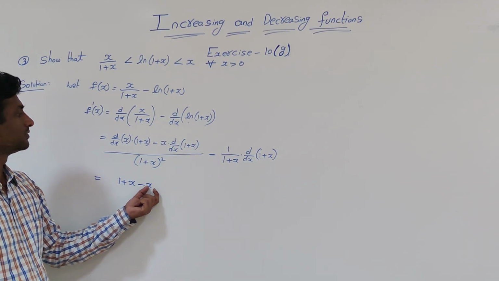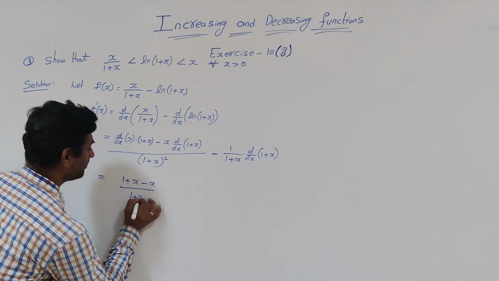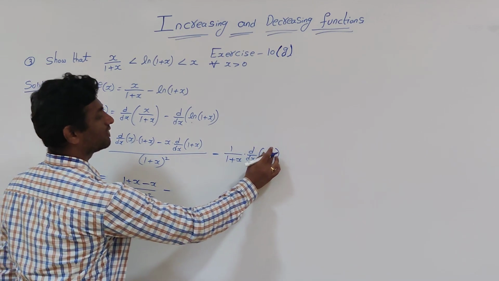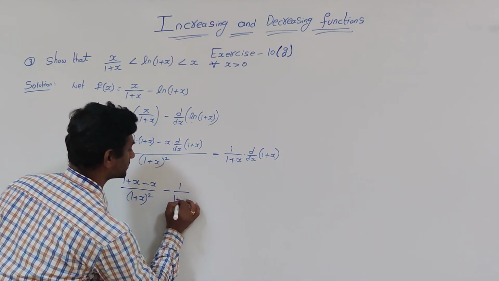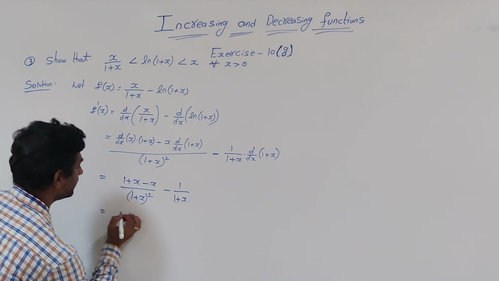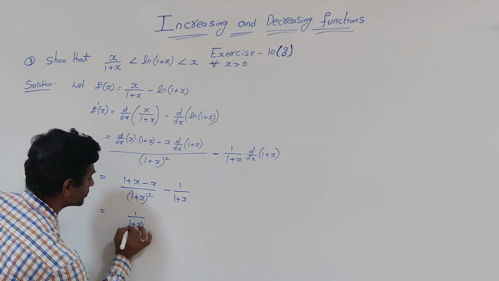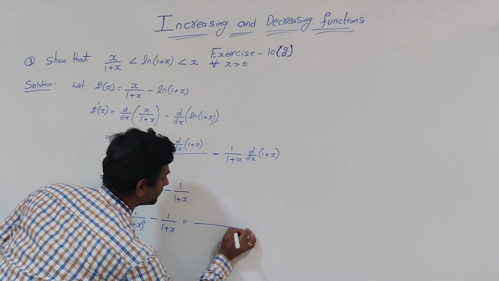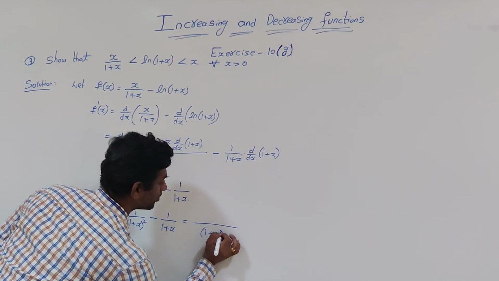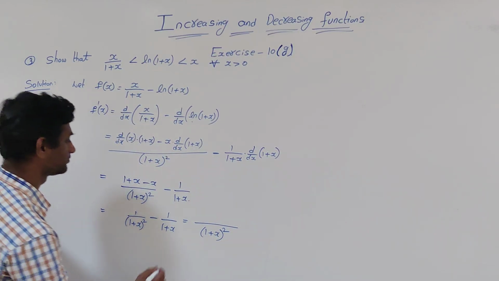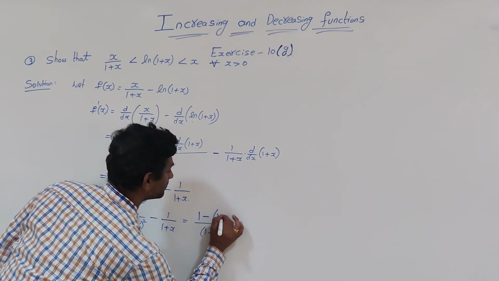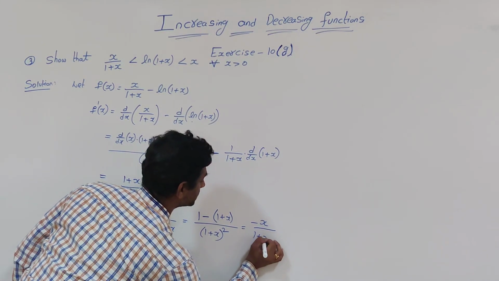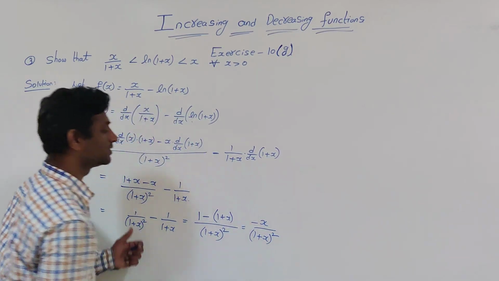So, you will get x by 1 plus x whole square minus the derivative of ln of 1 plus x, which is 1 by 1 plus x. So, it will be 1 by 1 plus x whole square minus 1 by 1 plus x, which, by taking 1 plus x whole square as LCM, will be 1 minus of 1 plus x, which is minus x by 1 plus x whole square. So that is the derivative.